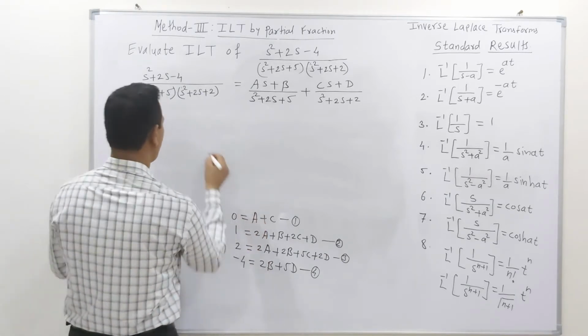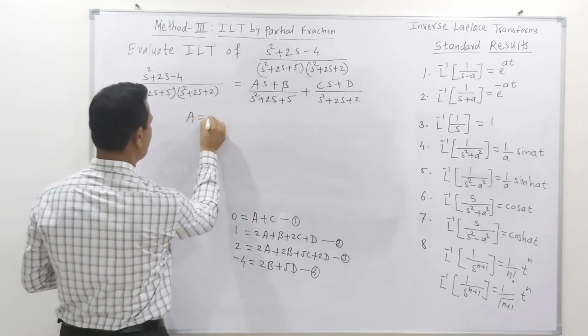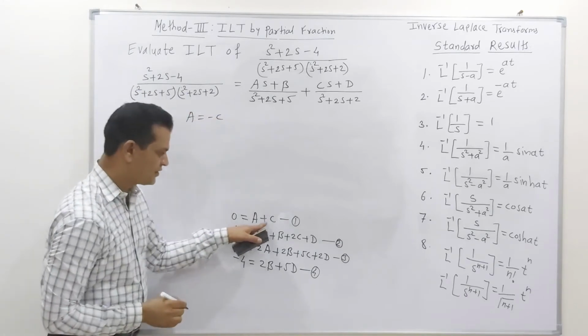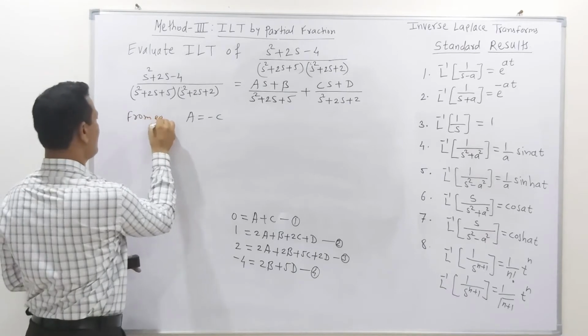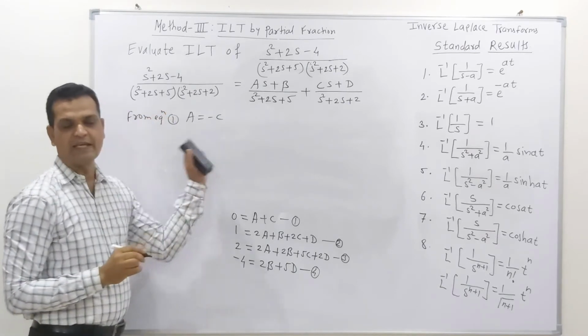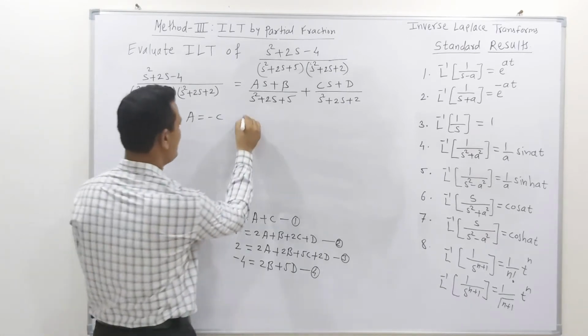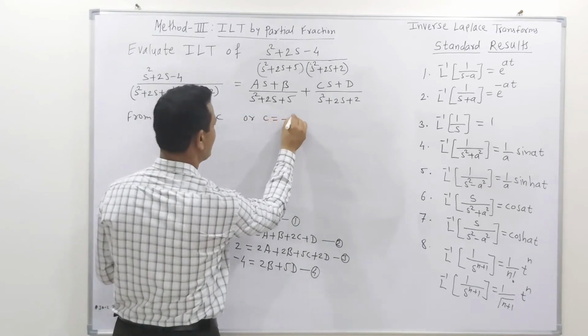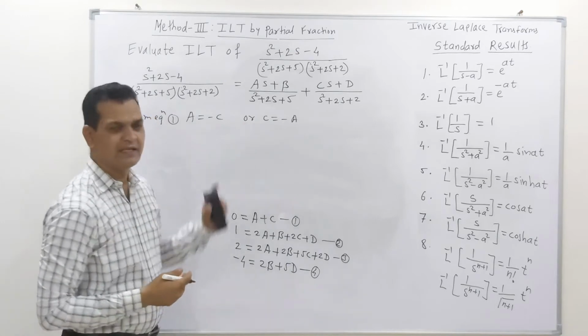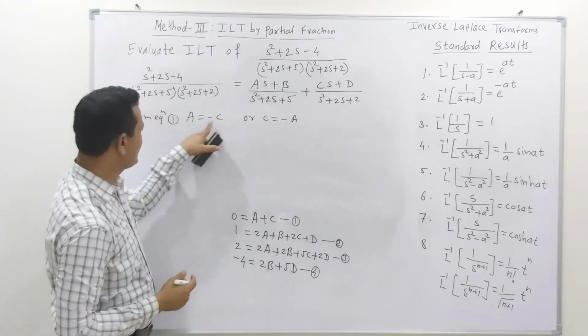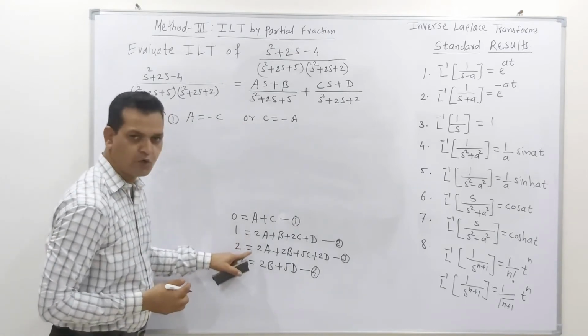So from this first equation we get the value of a is equal to minus c, or we may put this as c is equal to minus a. In both ways it is possible. So now put a is equal to minus c in equation 2 and 3.